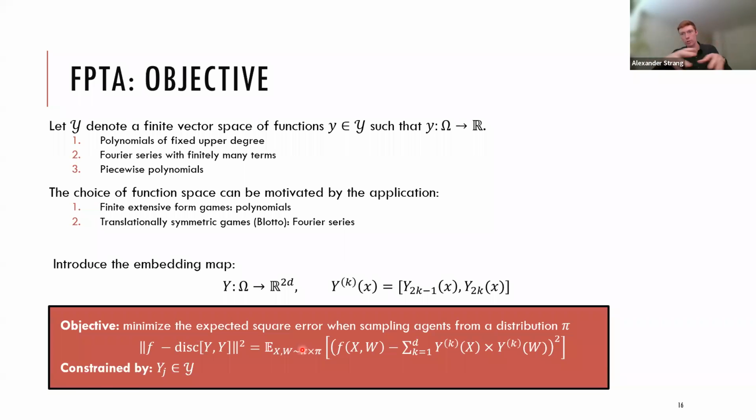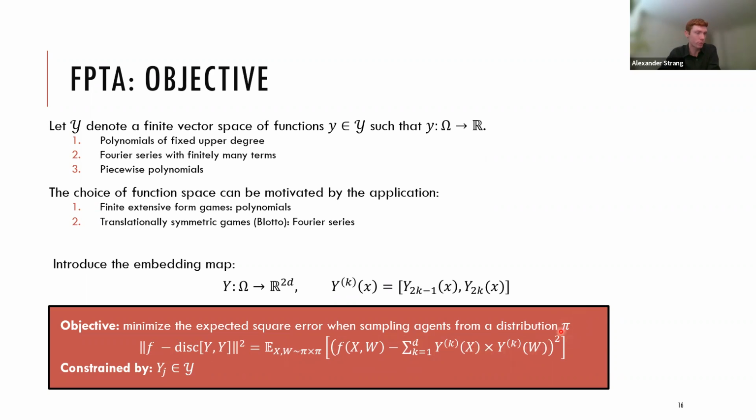So we imagine we have some distribution pi modeling our population of agents. We can sample agents from that population, and then we're going to look for an embedding map that minimizes the expected square error between F and the disk game dynamic applied at those pairs of agents.